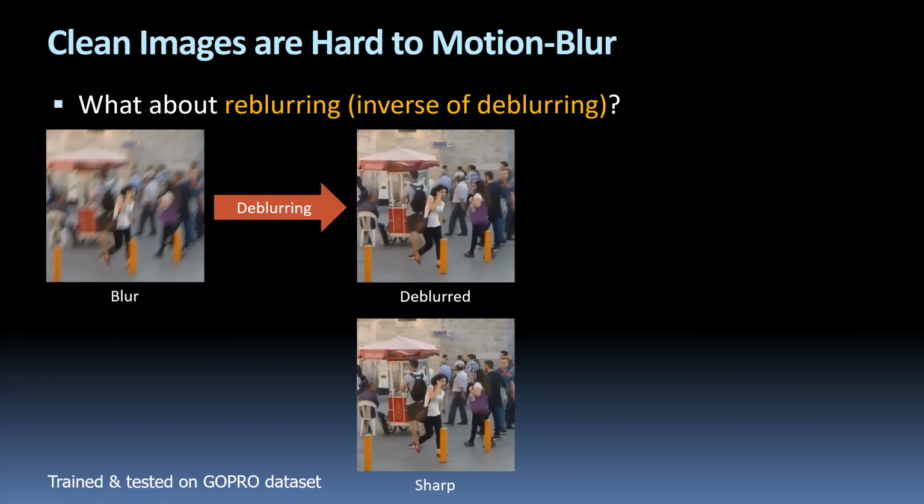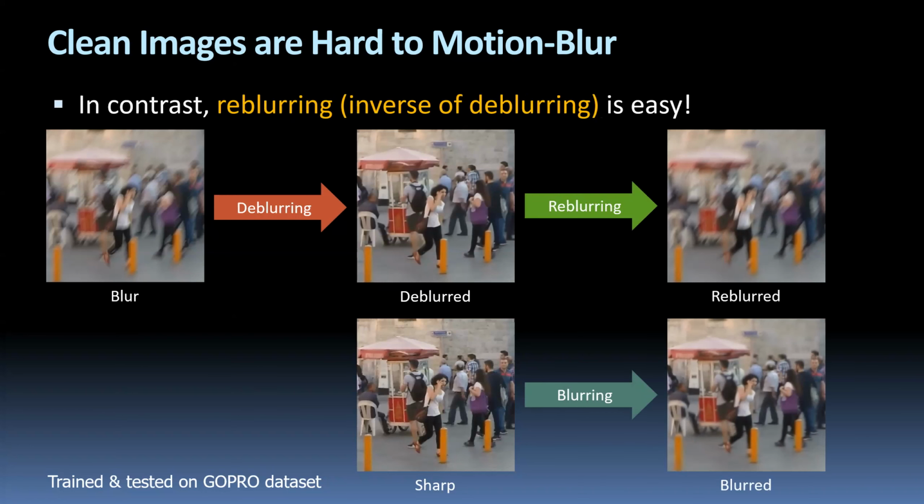Then, let's think about reblurring an image, which is reconstructing the original blurry image from the deblurred image. Will it also be as difficult as blurring a sharp image? Surprisingly, despite the successful deblurring result, reblurring is much easier.